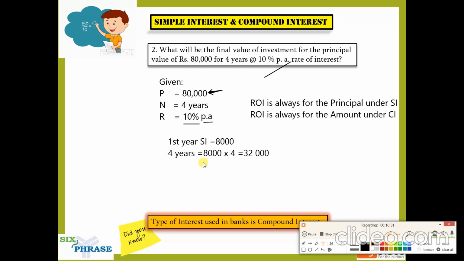Now, this is how you make it simple. So you make it simple, taking 10 percentage is 8,000, that is for 1 year. For 4 years, multiply it by 4. You don't need to do A is equal to PNR by 100 plus P. So you don't need to use that formula and all. Just use this simple method to solve this question.